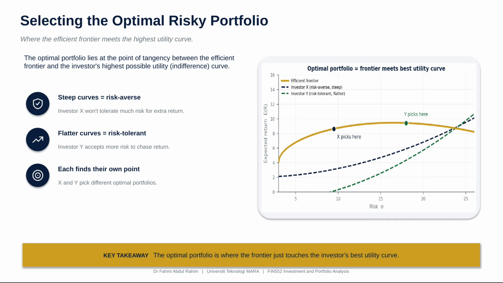One sentence to remember. Your optimal portfolio is the single point where the efficient frontier just touches your highest reachable utility curve. There is no universal best portfolio for everyone. The right one depends entirely on how much risk you personally can handle.